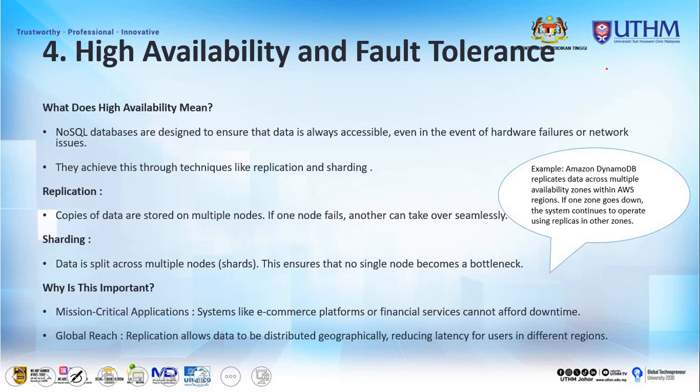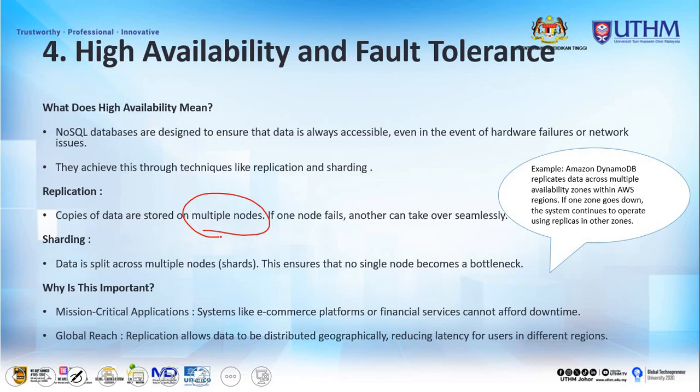So they achieve this through techniques like replication and sharding. So this is what I mentioned about replication. Replication is copies of data that are stored on multiple nodes. If one node fails, another can take over seamlessly. Sharding, data is split across multiple nodes, shards, and this ensures that no single node becomes a bottleneck.